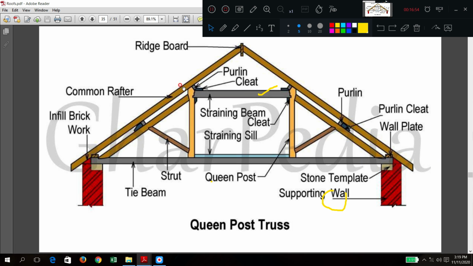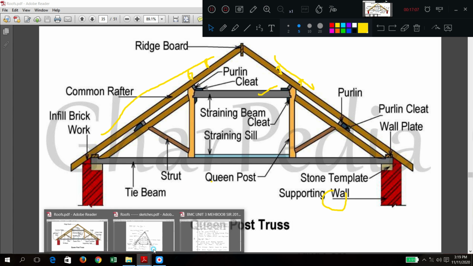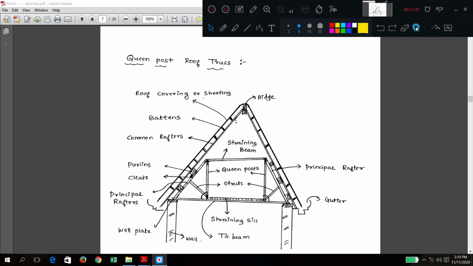So that is the difference here. Above the common rafter, you have not shown what? Battens. You have not shown the battens and roof covering. These things are not shown here, but in this diagram, it is shown. That's all. What is shown here? The battens and covering. Everything else is the same.